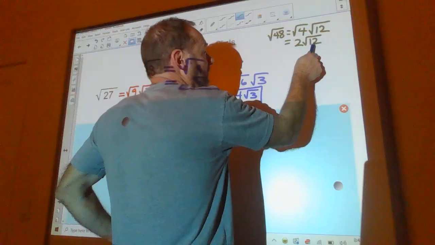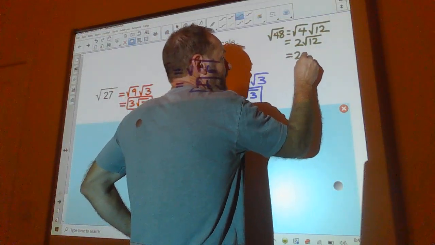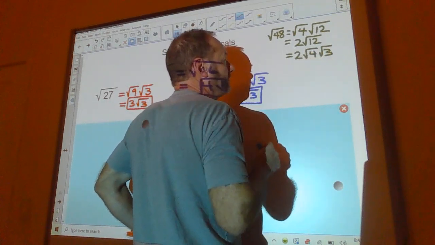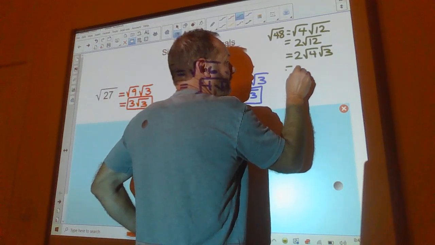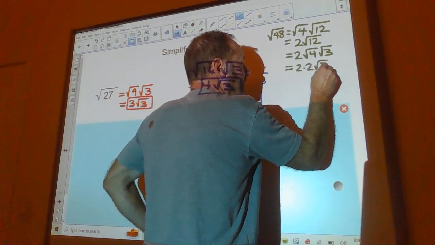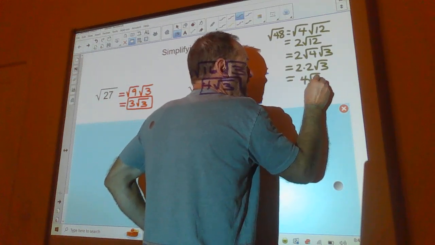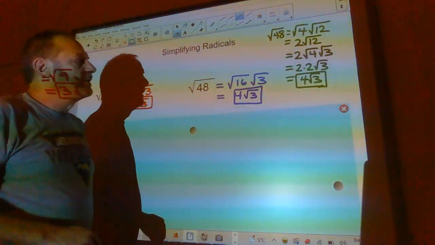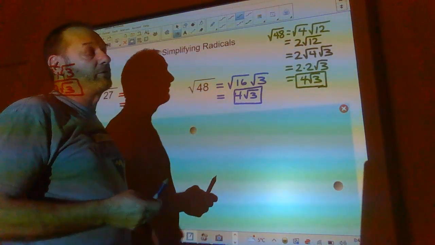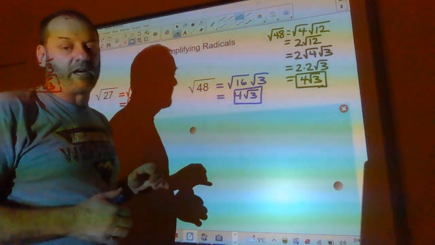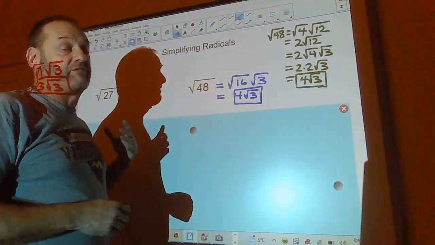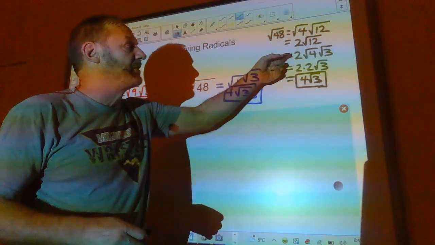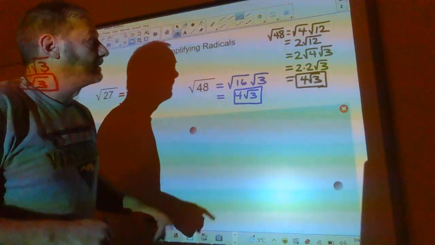But there is another perfect square that will go into 12, and that's 4. 4 times 3 is 12. So now the square root of 4 here is 2, and this becomes 2 times the square root of 3, which is 4 square root of 3. So I end up getting the same answer if I simplify it all the way. When you get really big numbers that you're trying to simplify, it's sometimes difficult to find the biggest perfect square. In that case, just find any perfect square, take it out, simplify, and then continue to do it again, like I did here.